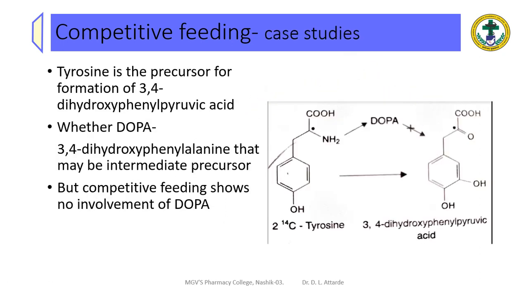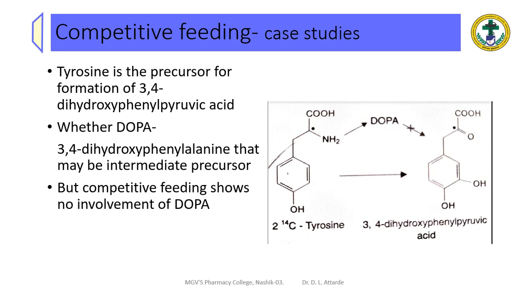Now a case study is done for tyrosine involvement in the formation of phenylpyruvic acid, meaning here the label is done for tyrosine with this carbon, to study whether it is passing through DOPA formation or it is directly converted, in this path in the competitive feeding.